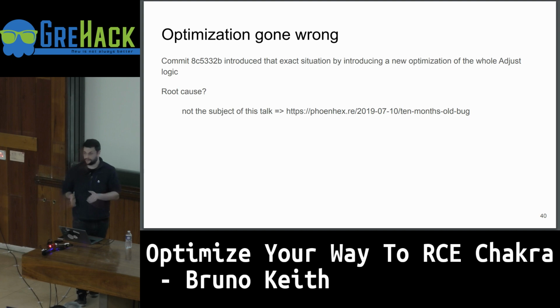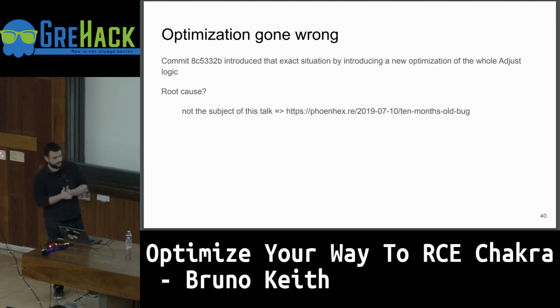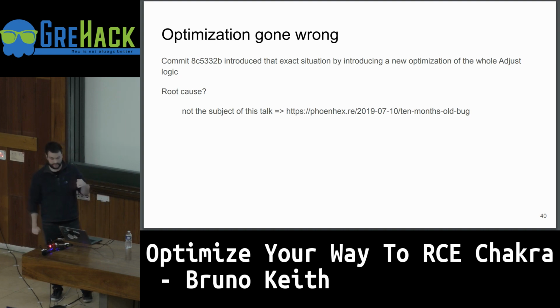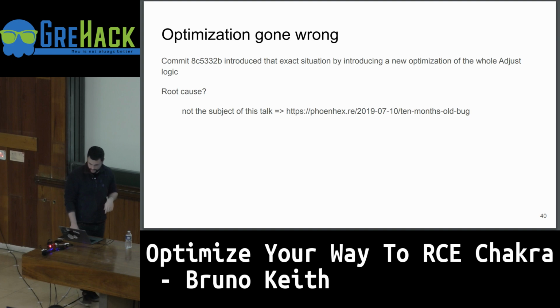So quickly, optimizations do go wrong. Sometimes the dev teams will try to improve the speed of the JIT compiler. The Chakra team tried to improve the whole adjusting the property buffer logic in that particular commit here, and they basically introduced that exact situation that I described, where the property buffer is not reloaded after having been grown. And if you're interested in the root cause, I won't be talking about it here today, but I have a blog post about it that you can look at.